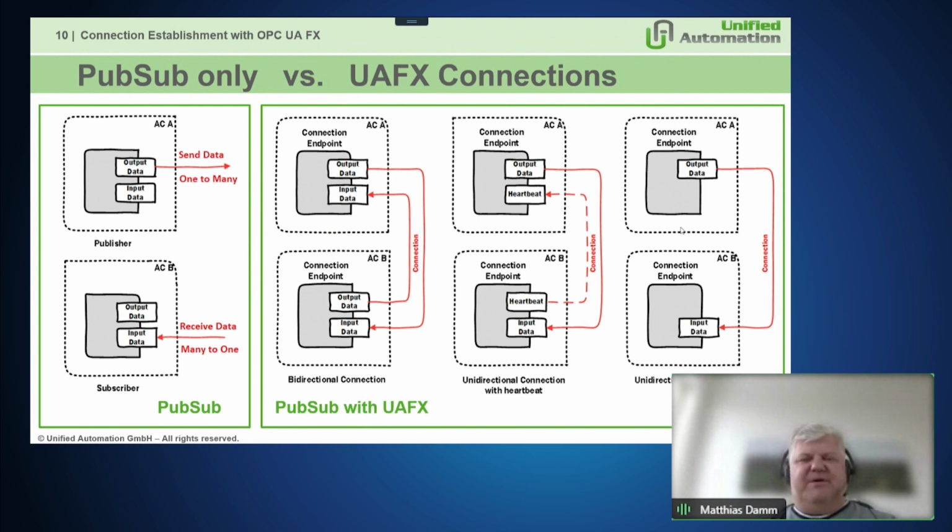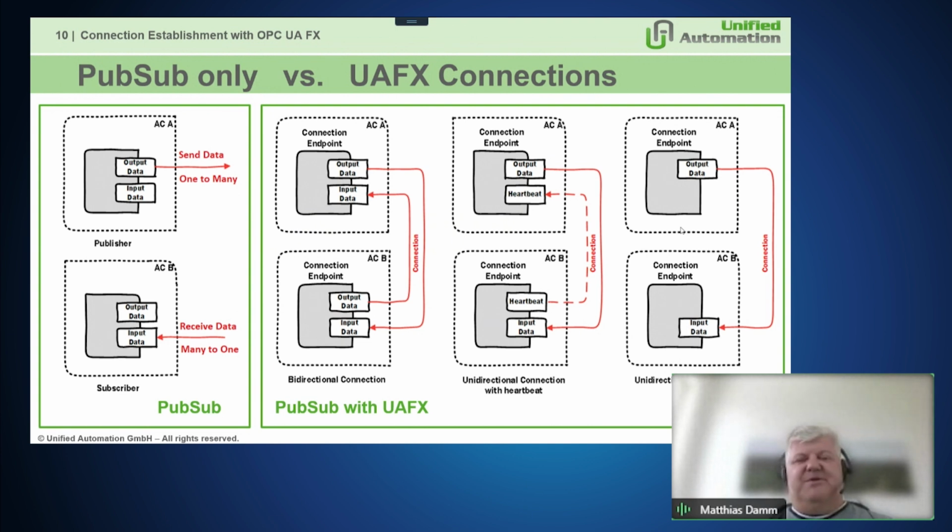In OPC UA FX, the typical setup is that you have a bidirectional communication. So either sending data in both directions, so output data of A to input data of B, and output data from B to input data of A. So that's called bidirectional connection. And the big benefit here is that you still have the cyclic efficient communication, but you also know the state of the communication partner. So do I receive data from my communication partner? There is always knowledge about the other side.